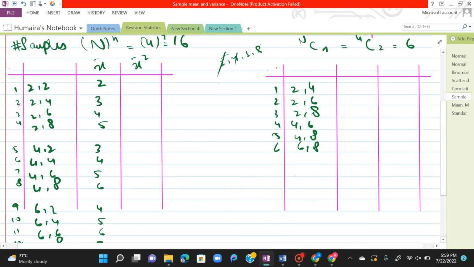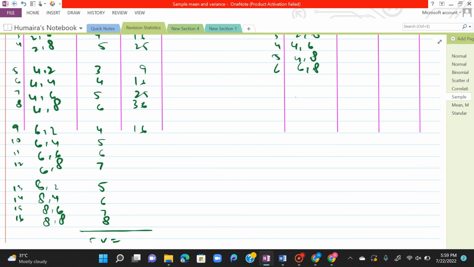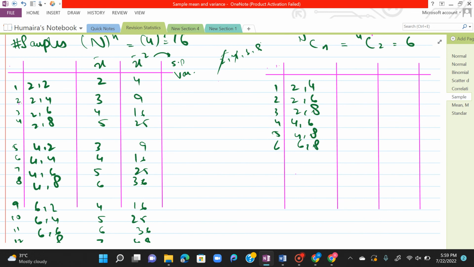So just add them. This is the first column you will have. Then x square is 4, 9, 16, 25, 9, 16, 25, 36, 16, 25, 36, 49, 25, 36, 49, 64. Why am I doing the x square thing? Because I need to use it to prove the result for the standard deviation, or you can say the result for the variance. So you take the sum of this column as well. Same goes over here, only the samples are different.